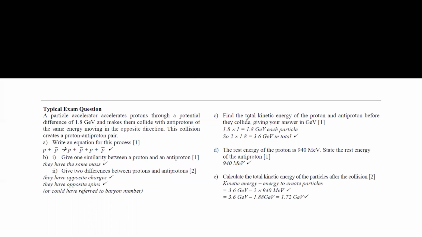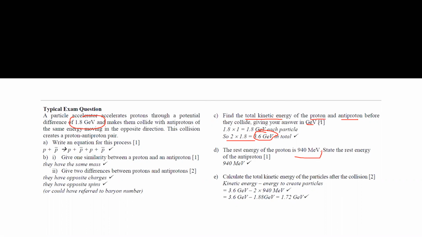Find the total kinetic energy of the proton and antiproton before they collide and give your answer in gigaelectronvolts. Because each was moving with 1.8, what will be the total? It will be 2 multiplied by 1.8, which equals 3.6 GeV. The rest energy of a proton is 940 MeV. State the rest energy of the antiproton.